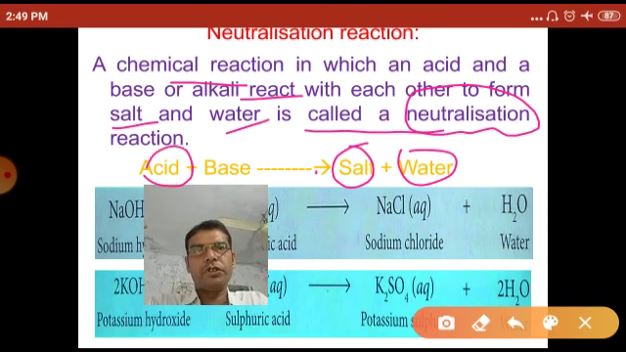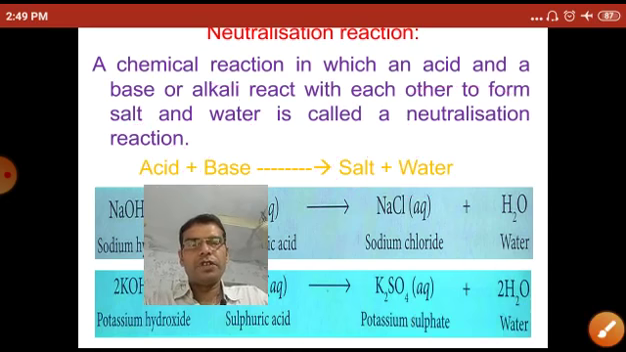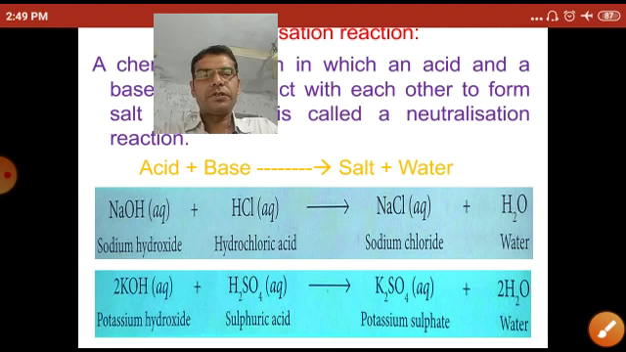So acid reacts with the base or alkali and they form salt and water. The acid is neutralized by the base and forms salt and water. So this reaction is called the acid neutralization reaction, or the neutralization reaction. Let's see the examples.